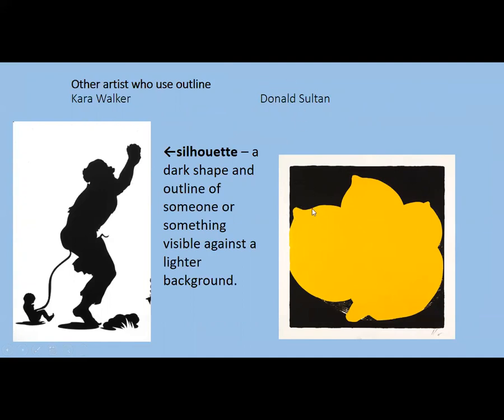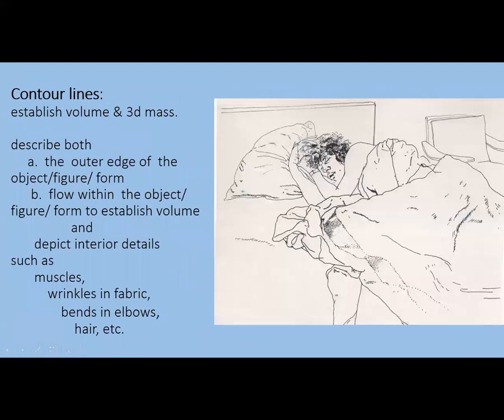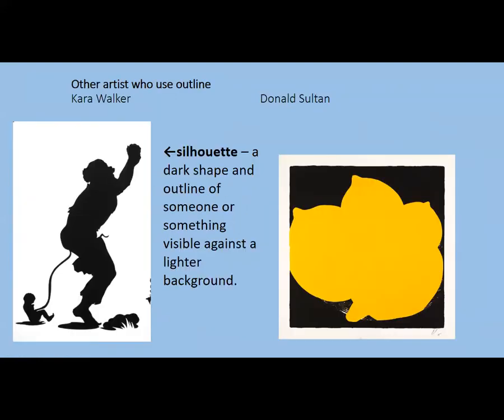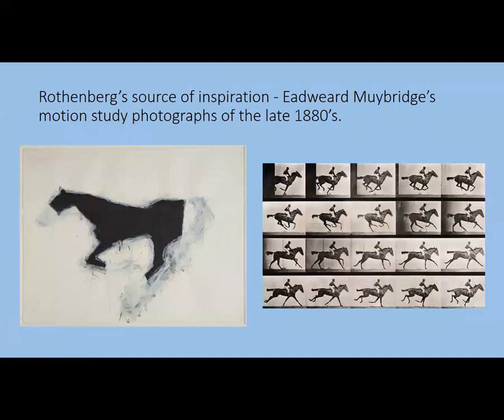Another artist that uses outline is an artist named Donald Sultan. Some of his early paintings were silhouettes, but not done in the same way, with the dark shape. These are outlines of lemons or fruit set against a dark background. So these are all outlines. A silhouette is an outline. They only go around the edge of something. They don't go within to show details.